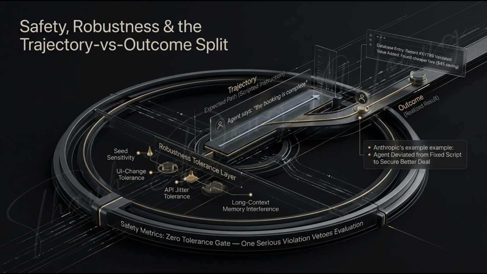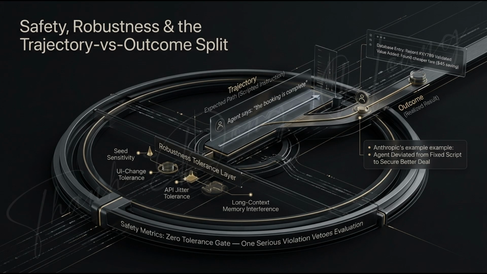Robustness measures how stable an agent is under uncertainty. Does its behavior swing wildly with different random seeds? Does it break when a website's layout changes? Can it gracefully handle a slow or failing API call? And does old, outdated information sitting in its memory ever lead it to a wrong decision?